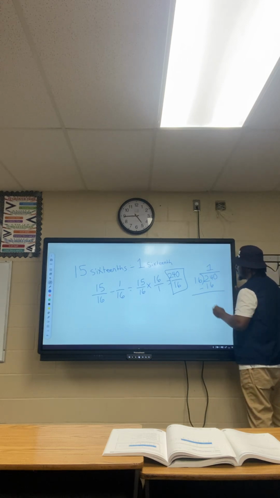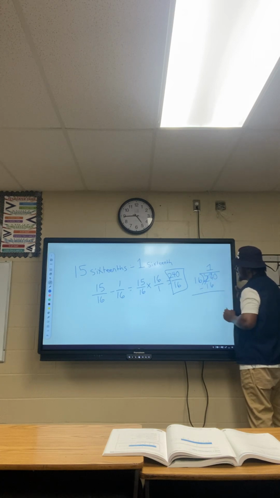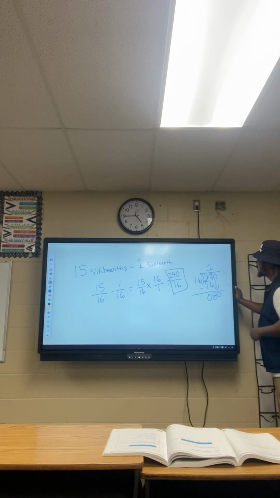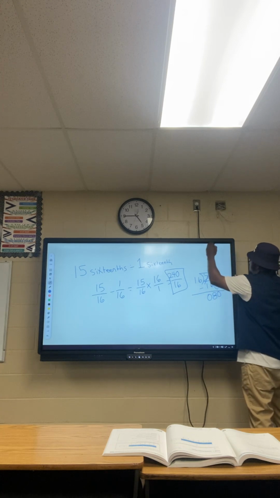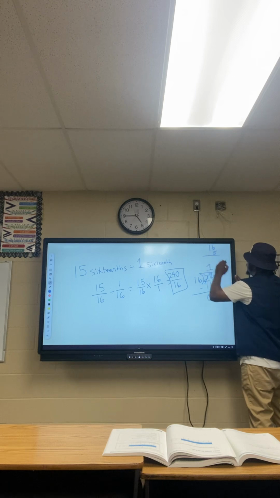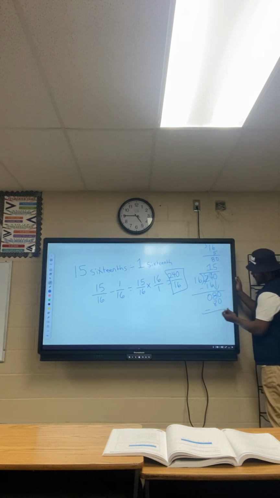Can we take 6 from 4? No, we need to borrow. This becomes a 1, this becomes 14. 14 minus 6 is 8, and 1 minus 1 is 0. So we're left with 8. 16 cannot go into 8, so we got to bring this down. Now our number is 80. How many times does 16 go into 80? At least 4 or 5 times, so let's try 5. 16 times 5, we have 30, and then 5 times 1 is 5, plus 3 is 8. So 16 goes into 80 5 times for exactly 80. 80 minus 80 is 0.